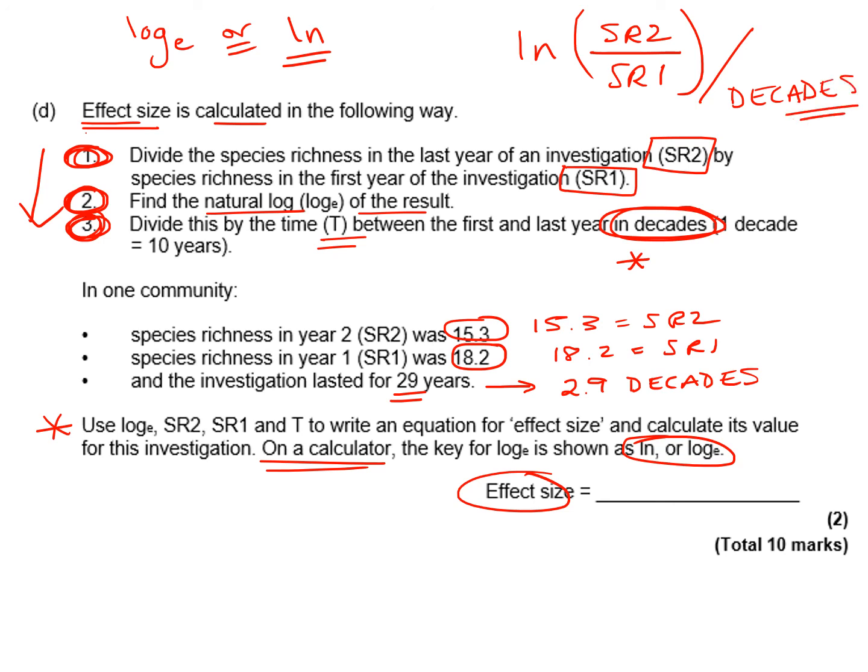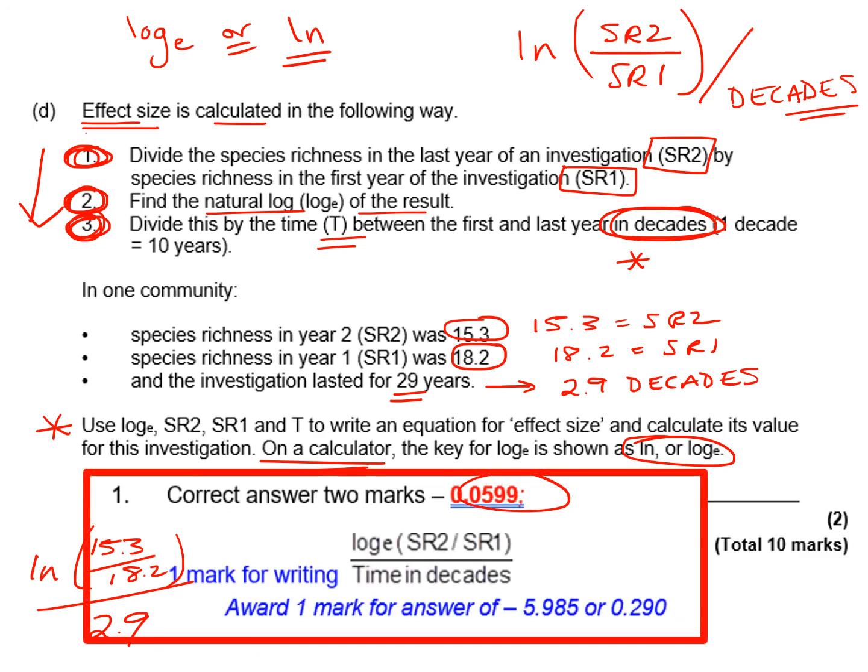So let's just write out the working out. I'll do this at the bottom then on the left. So the natural log of 15.3 divided by 18.2, divided by 2.9, because that's the number of years in decades, remember, and that will give us 0.0599. So if you guys got 0.0599, then that's 2 marks.